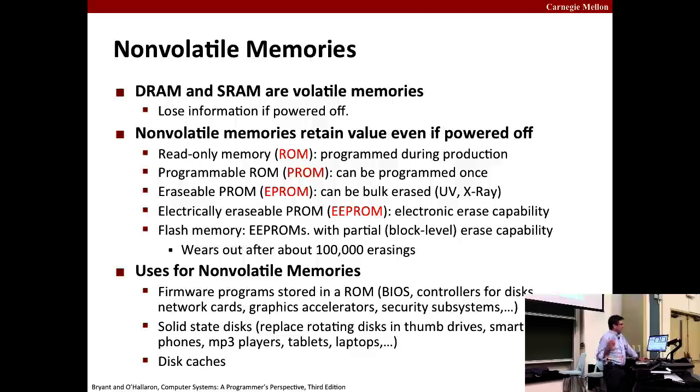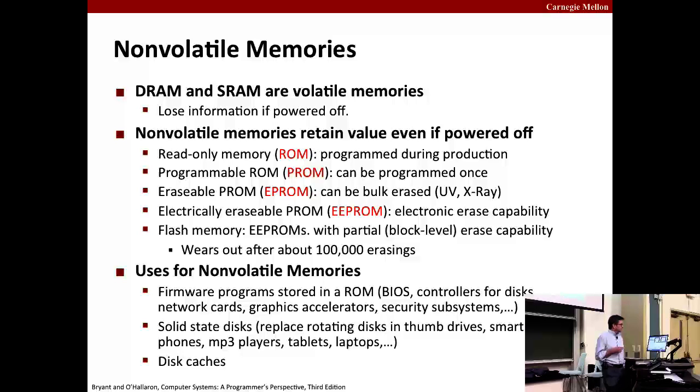Now, DRAM and SRAM are volatile in the sense that if they're powered off, they lose all the information. So this is why when you turn your computer off, you lose everything in your memory, and when you turn it back on, you have to reload everything from your disk. There's another kind of memory called a non-volatile memory, which retains its information when it's powered off. And there's a whole bunch of these things.